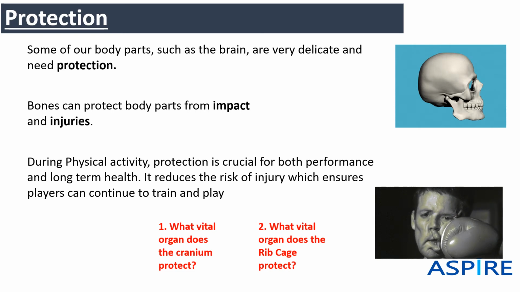Some of our body parts, such as the brain, are very delicate, obviously. They need protection. Now, bones can protect body parts from impact injuries. You can see I put a little GIF in the bottom corner, and you can see that his skeletal system, his cranium, his skull, is absorbing the impact and trying to reduce the impact on the brain. Obviously, you don't want this to be happening to you over and over and over again. It's going to have some sort of lasting damage.